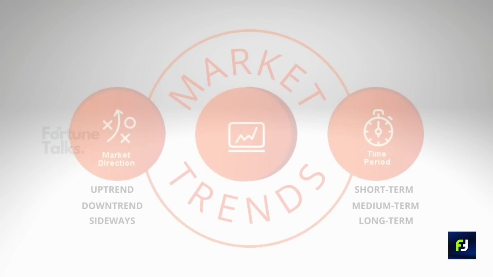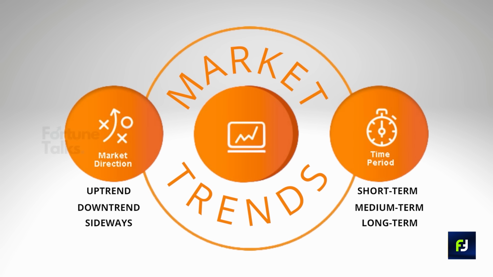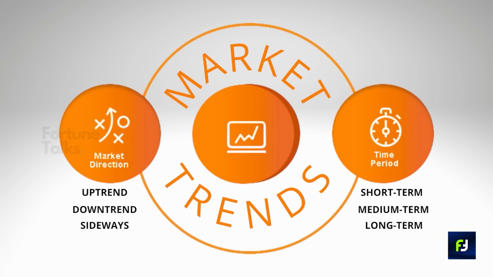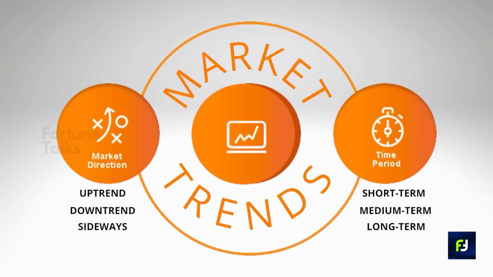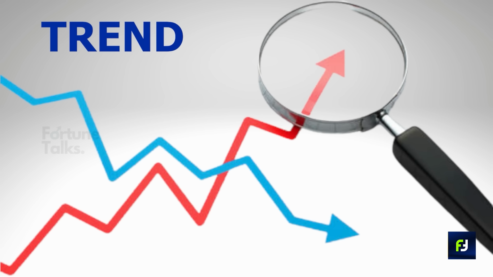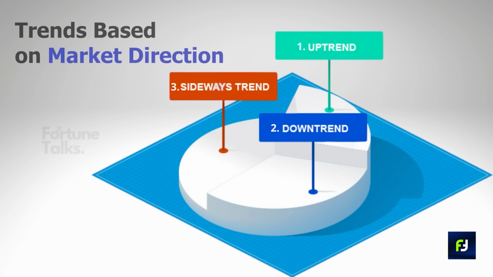Similarly, the stock markets also have trends that may range from short-term trends to medium-term trends to even long-term trends, depending on the duration which the trend persists in the market. So in the stock market scenario, a trend is the overall direction of the market during a specified period of time. In the stock market, there are mainly three types of trends. Number 1, the uptrend. Number 2, downtrend. And number 3, sideways trend.